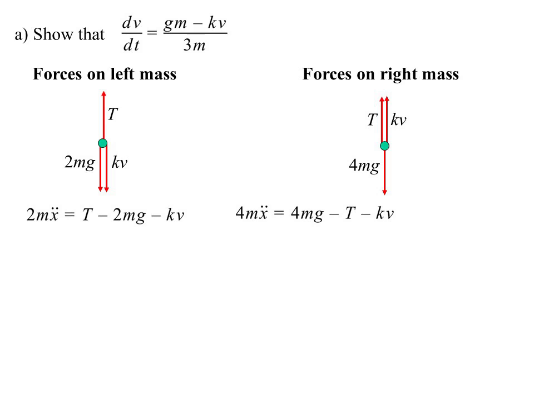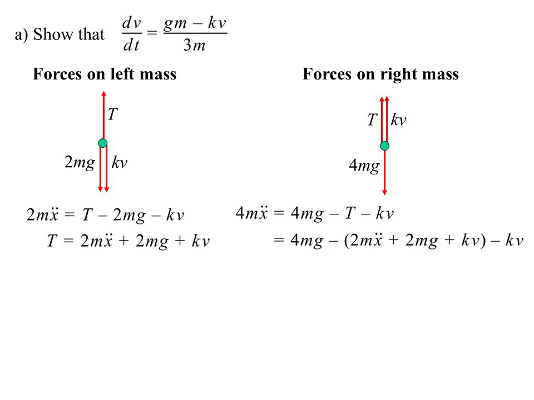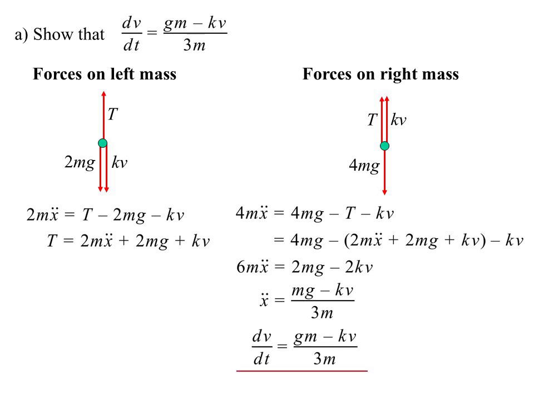We've basically got a set of parametric equations. So we eliminate the parameter. So I could make T the subject on the left-hand side, sub that into the right-hand side, and then eventually, playing around with that, we get that acceleration is mg minus kv on 3m, but of course acceleration is dV to T. We have our answer.